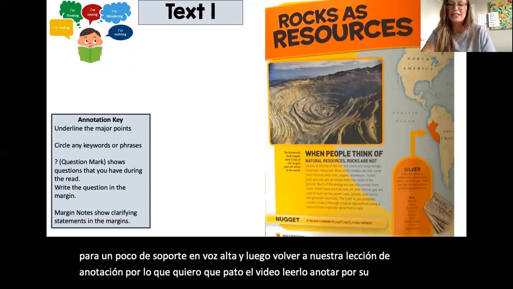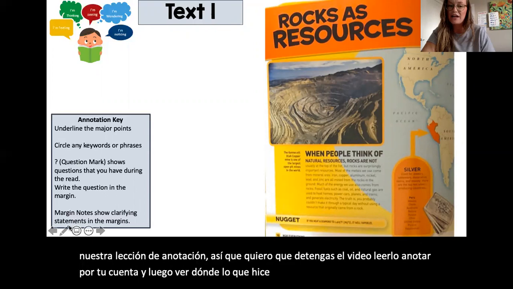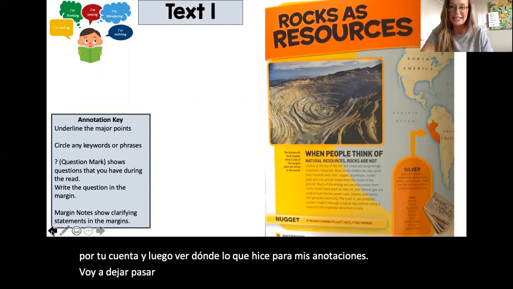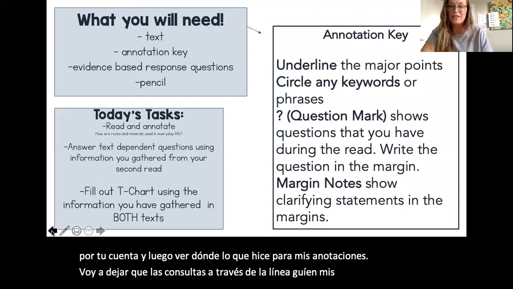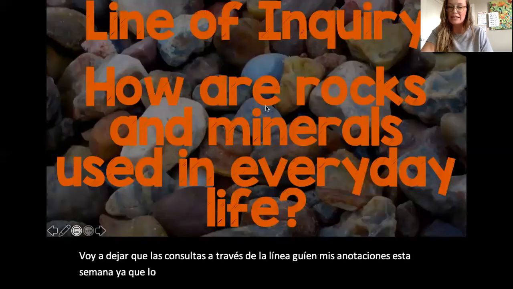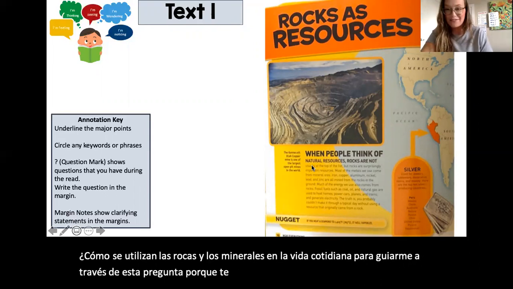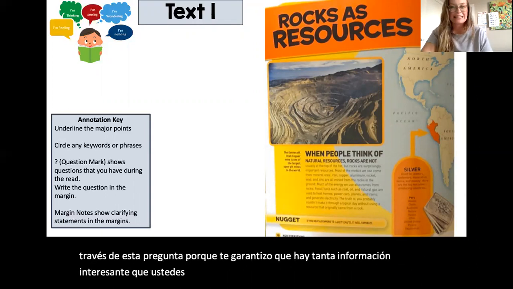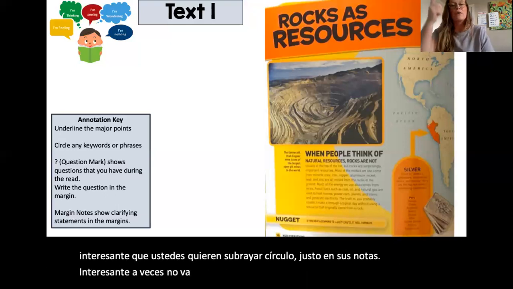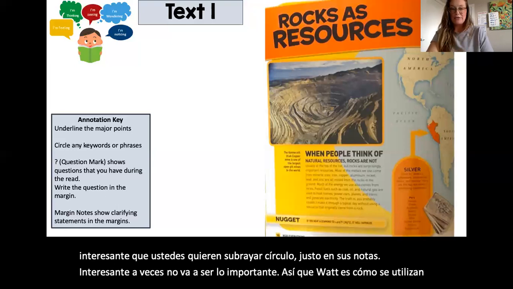I am going to let the inquiry through line guide my annotations this week since we have the two texts. So I'm going to go back to this question, how are rocks and minerals used in everyday life, to guide me through this question, because I guarantee there's so much interesting information you guys want to underline, circle, write in your notes. Interesting is sometimes not going to be what's important. So how are these being used in our everyday life? That's what we're going to take notes on, okay?